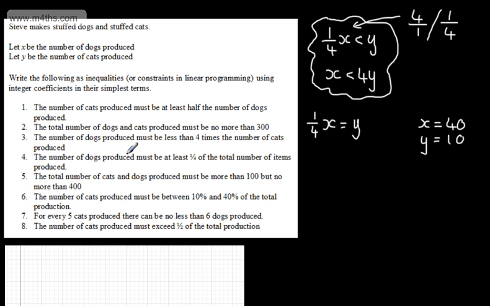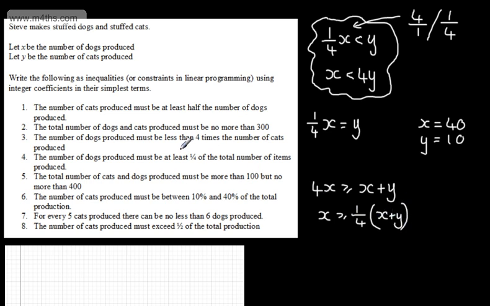The number of dogs produced must be at least 1/4 of the total number of items produced. Okay, so I can write this two different ways. I can write now that 4x must be equal to or greater than x plus y. Remember, x plus y is going to be the total number produced, or I could write it the other way round and write it as 1/4 of the quantity x plus y. So that's another way to think about this.